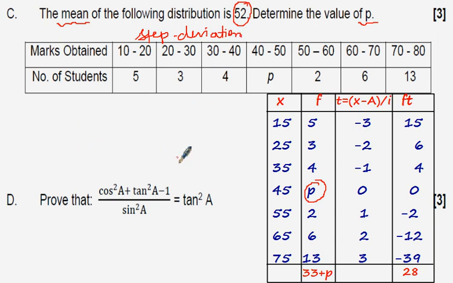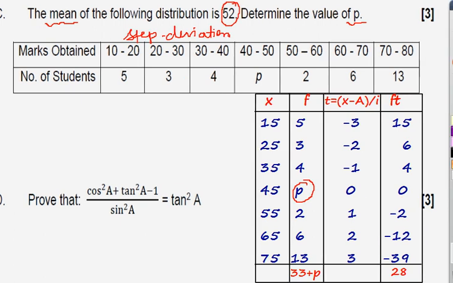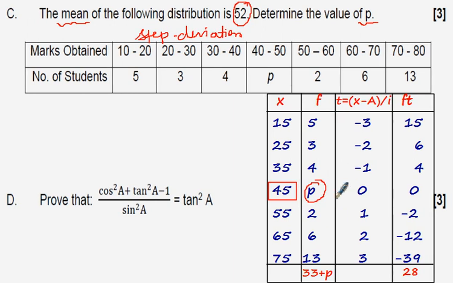You know the formula, so you can assume any mid value as your assumed mean. So I have assumed 45 here. So this row will be 0, this row will be 0. Now up will be -1, -2, -3. You can write blindly, and down 1, 2, 3. Now you multiply and add.